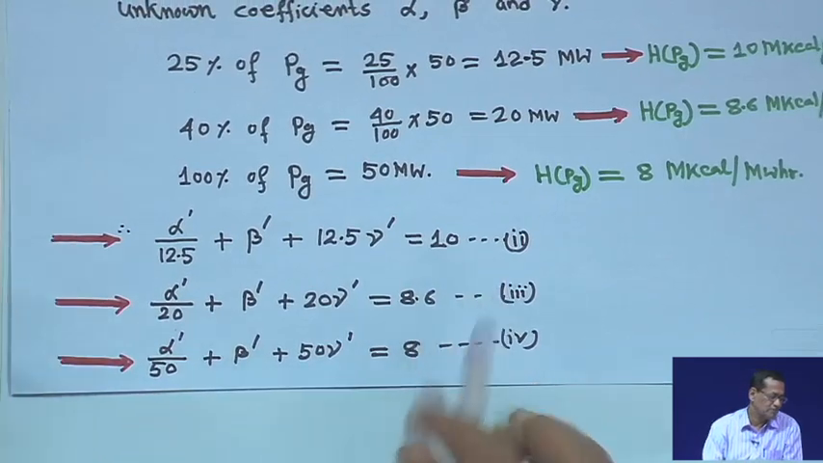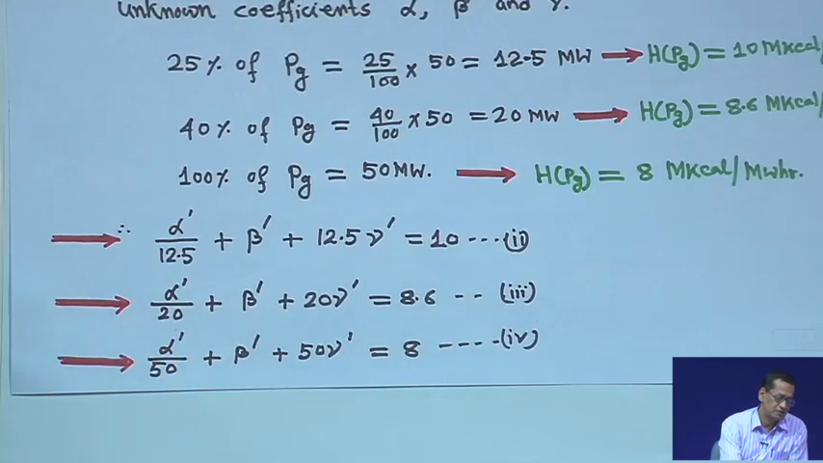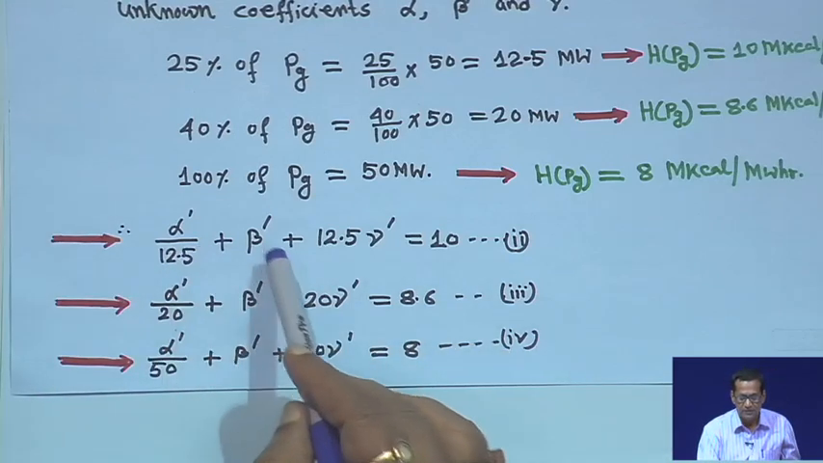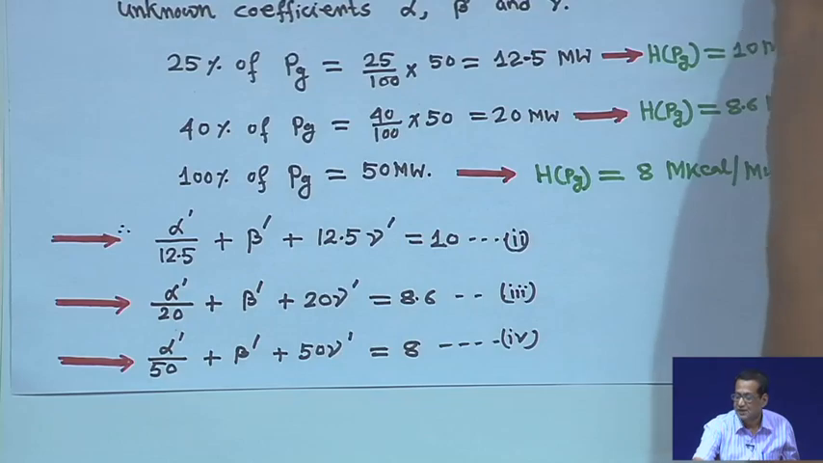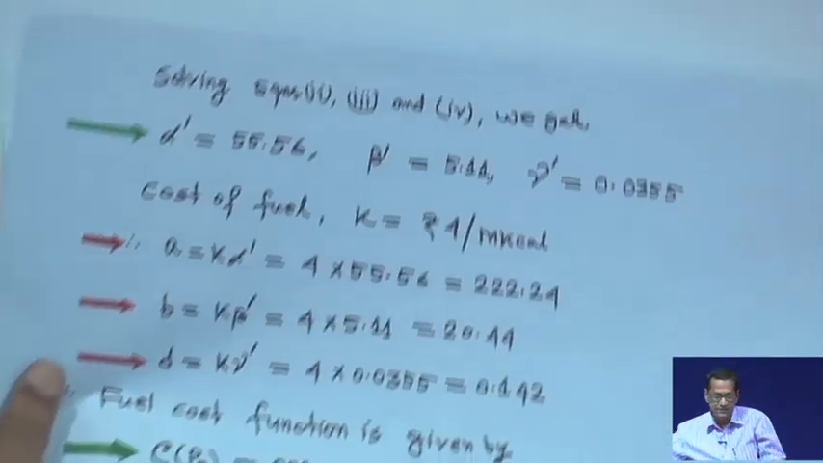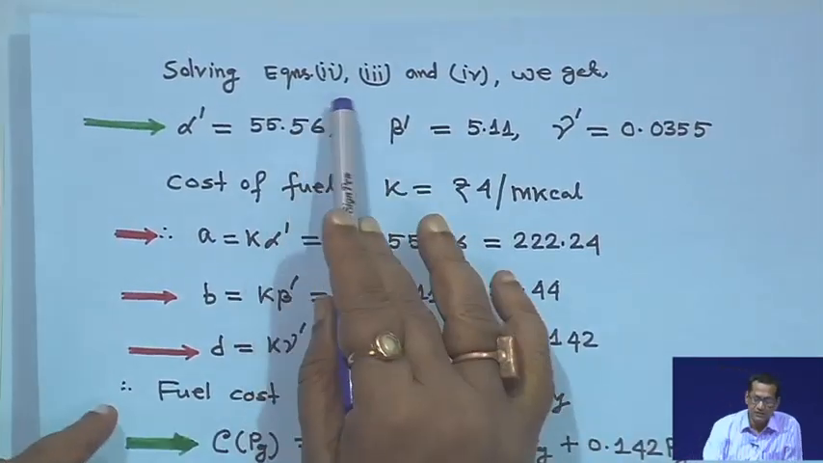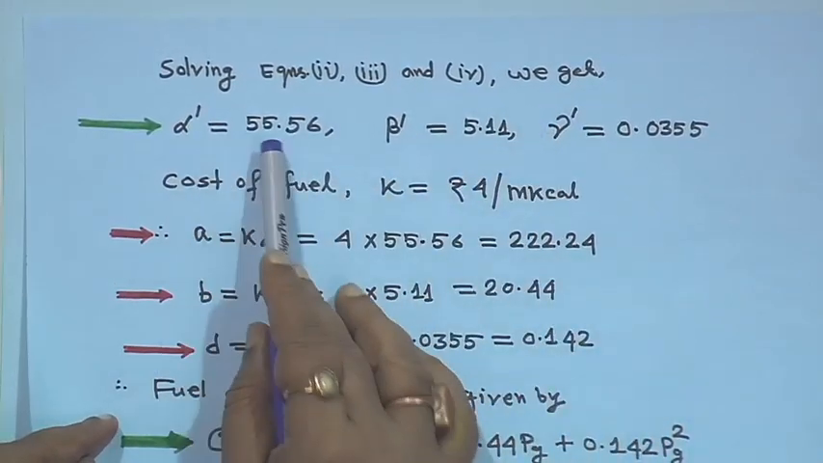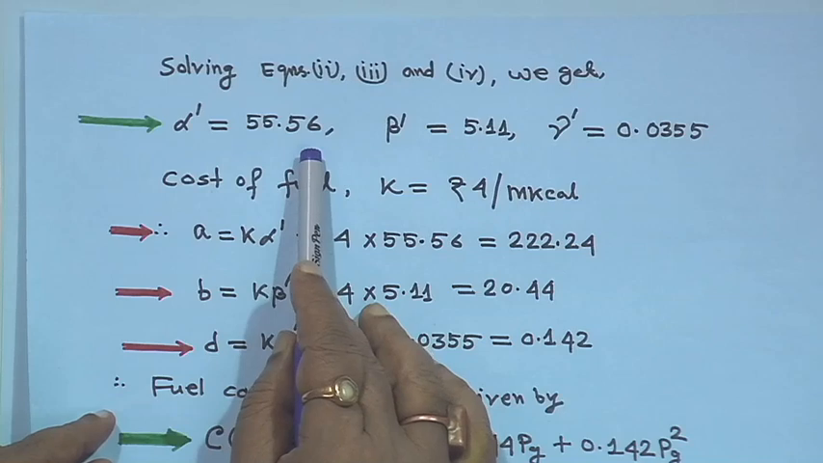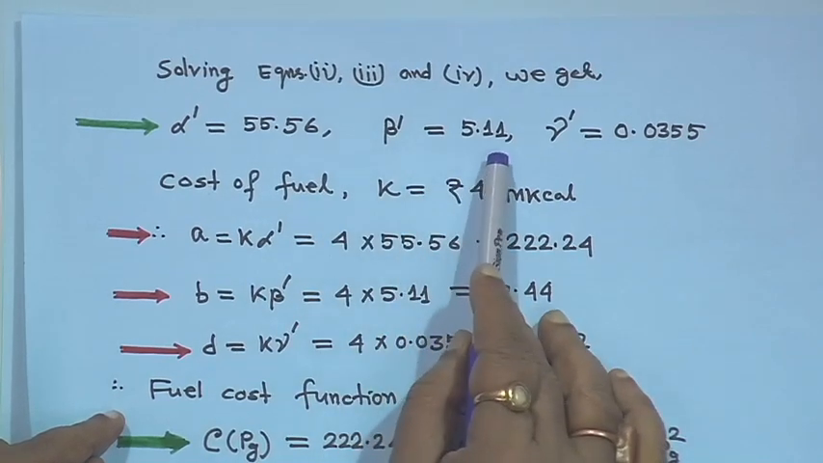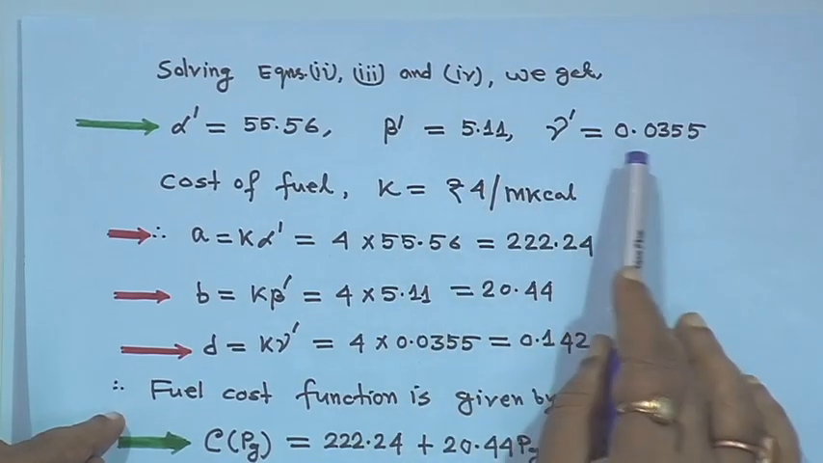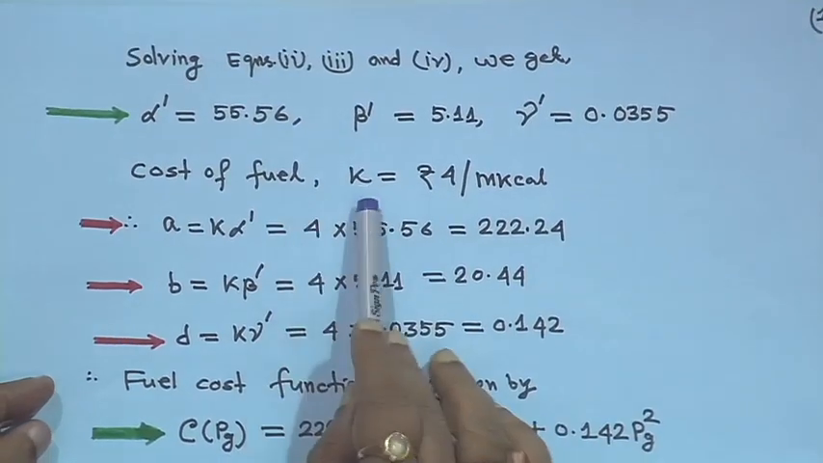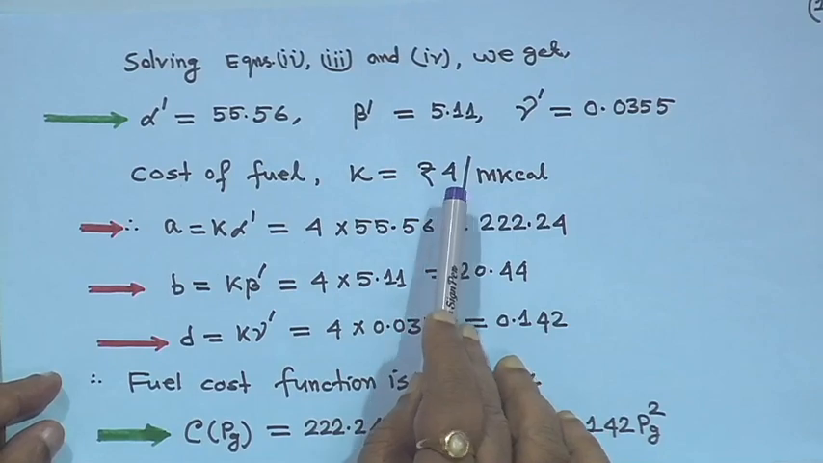You can solve these linear equations using your calculator, right. If you solve this, then you will get the alpha dash, beta dash, gamma dash values. That means solving equations 2, 3 and 4, the 3 linear equations, you will get alpha dash equal to 55.56, beta dash equal to 5.11 and gamma dash equal to 0.0355. Therefore, cost of fuel K is taken as 4, right.